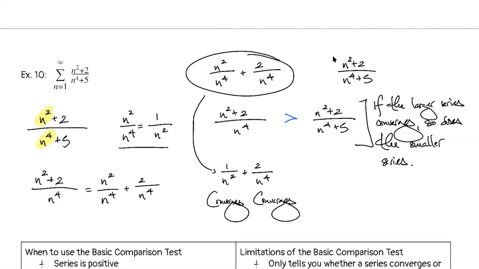Yes. Yeah. It's a lot. It's definitely a lot. And that I would say is perhaps the biggest drawback to the basic comparison test, okay? Is that you at times have to be creative about what you're comparing it to. You cannot just assume that something is always bigger if you're not sure. You really have to be able to mathematically show it is in fact larger, okay?